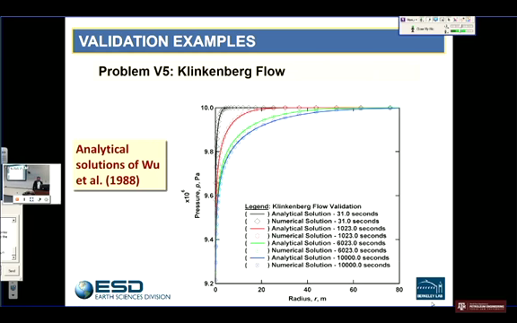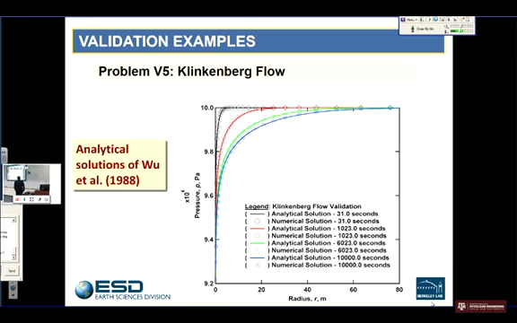And finally, there is an analytical solution of flow of gas in a system using the Klinkenberg parameter. This is a solution that Hu and Carsten Proust developed in 1988.